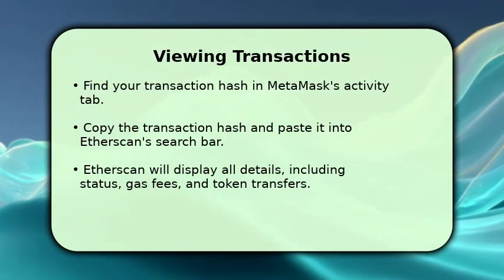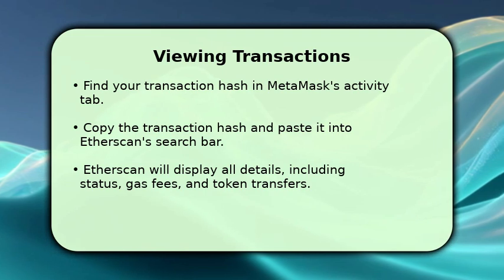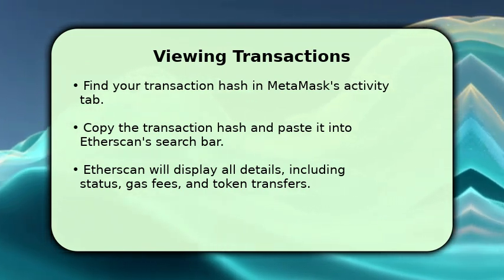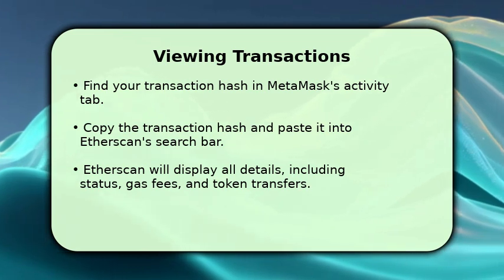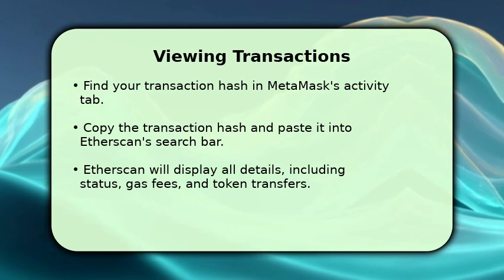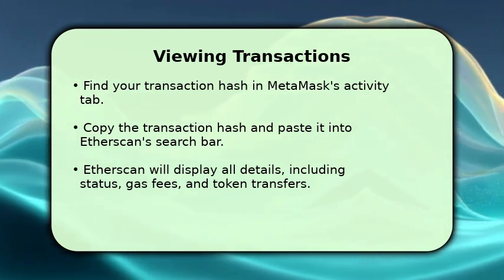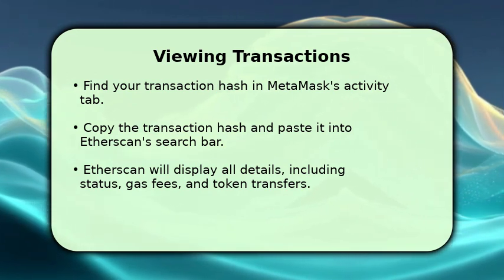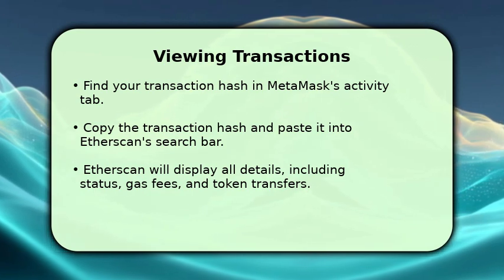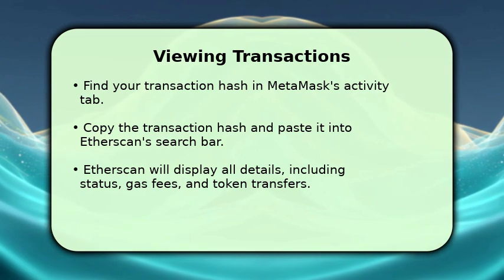Once your networks are aligned, viewing your transactions on Etherscan is straightforward. After completing a transaction in MetaMask, navigate to the Activity tab within your wallet. Here, you'll find a list of your recent transactions. Click on a specific transaction to view its details, and then locate and copy the unique transaction hash. Paste this hash into the search bar on Etherscan's website to see a comprehensive breakdown of your transaction, including its confirmation status and associated costs.